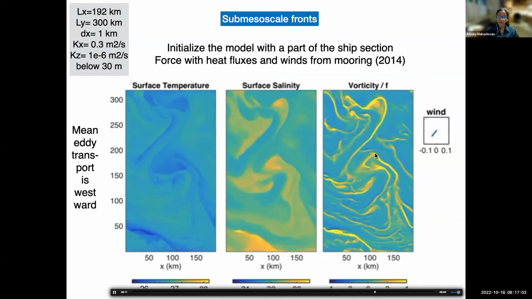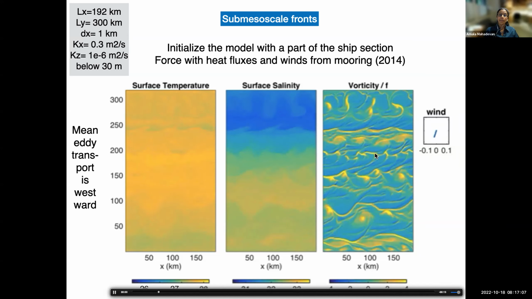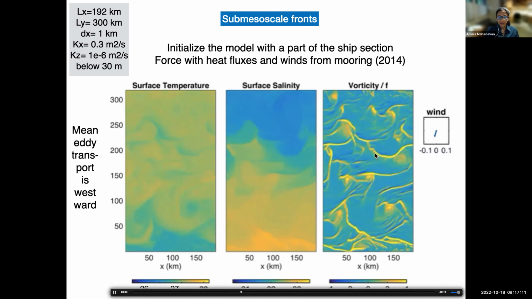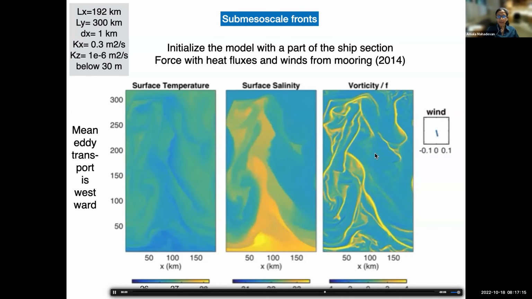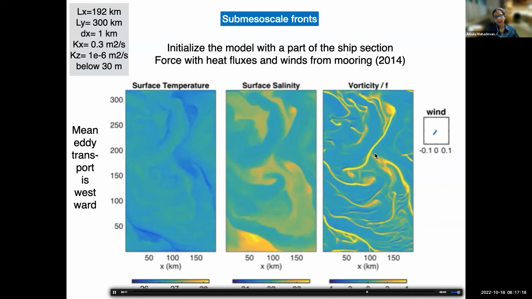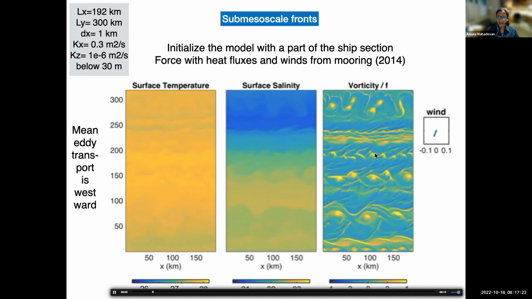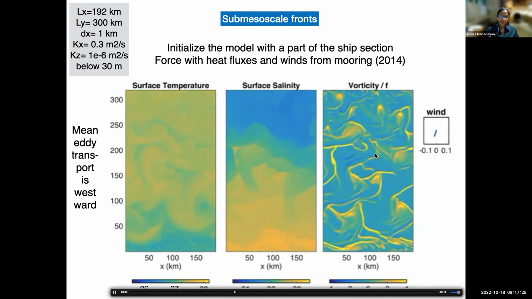The fronts intensify. Positive vorticity tends to be much larger in magnitude than the negative vorticity. And one simple argument that you can provide for that is that positive vorticity can be much larger than f, but the negative vorticity doesn't get much smaller than minus f. So that you see a greater dominance of positive vorticity.